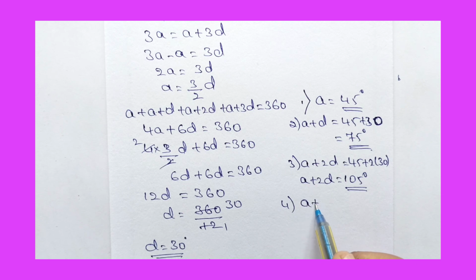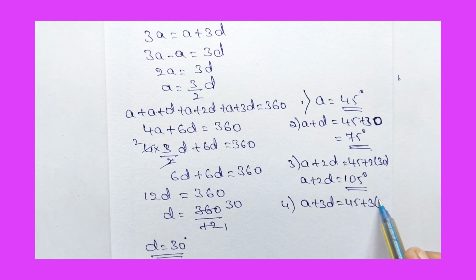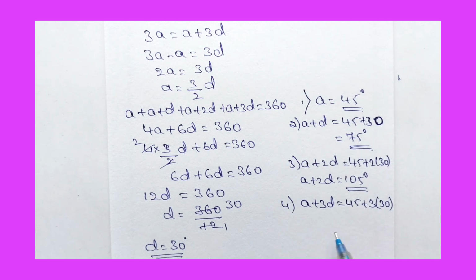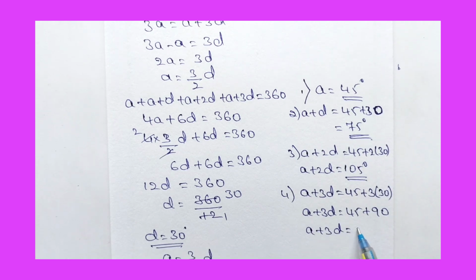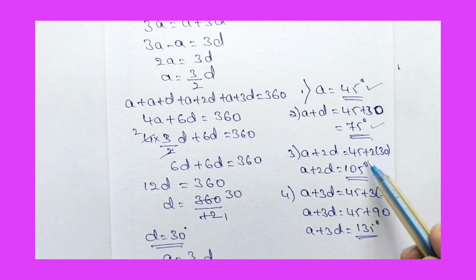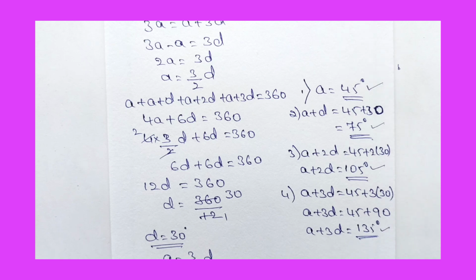The fourth angle is A plus 3D, that is equal to 45 plus 3 into 30. So A plus 3D is equal to 45 plus 90, which is 135 degrees. So 45, 75, 105 and 135 are the 4 angles of the quadrilateral. Like this we have to find the 4 angles of a given quadrilateral. Now let us move to the 9th question.